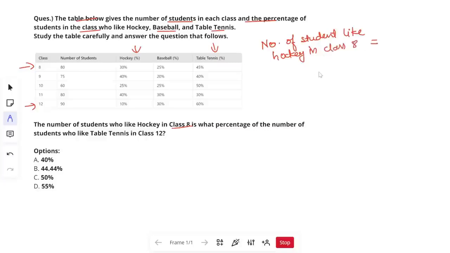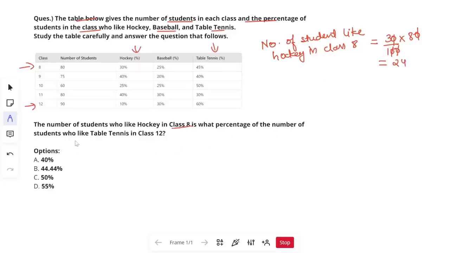Let's see how we can find that out. If you see, class 8 is this and hockey is 30%. So 30% of 80 students like hockey. How we can write 30% in this way, and of 80 will be this one. If we cancel out this zero, the zeros will cancel. So 3 8s are 24. There are 24 students who like hockey and they are in class 8. Let's see the next thing.